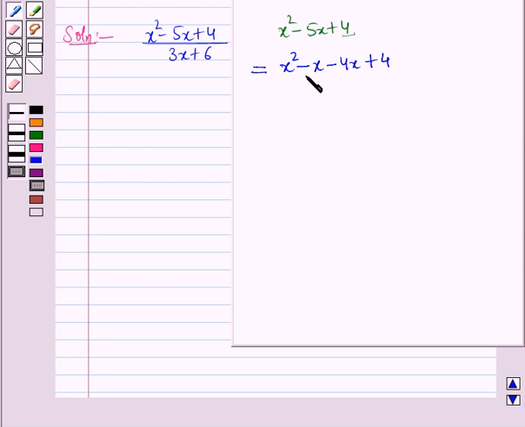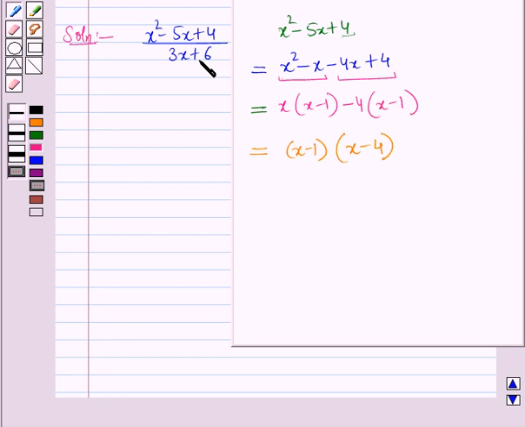Now here you can see, if we add minus x and minus 4x, then we get minus 5x, and if we multiply the coefficients of these two terms, that is minus 1 and minus 4, then this is equal to 4. Now combining the first two terms and last two terms, taking x common from the first two terms, it will be x into (x − 1), and taking minus 4 common from the last two terms, it will be minus 4 into (x − 1). Now from this whole expression, taking (x − 1) common, it will be (x − 1) into (x − 4).